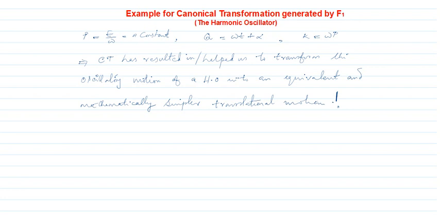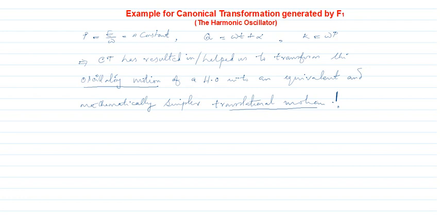I already mentioned that every transformation is meant to mathematically simplify the procedure. So this is exactly what has happened. The oscillatory motion, which is the characteristic motion of a harmonic oscillator, has now been converted into an equivalent translational motion without losing the real physics, or without losing what is actually happening in the system. No details are lost, but mathematically we are able to make such a conversion.